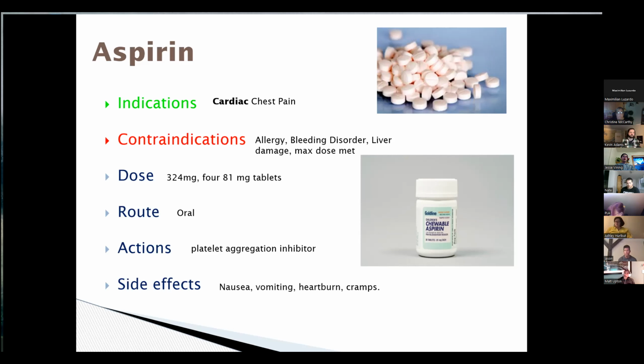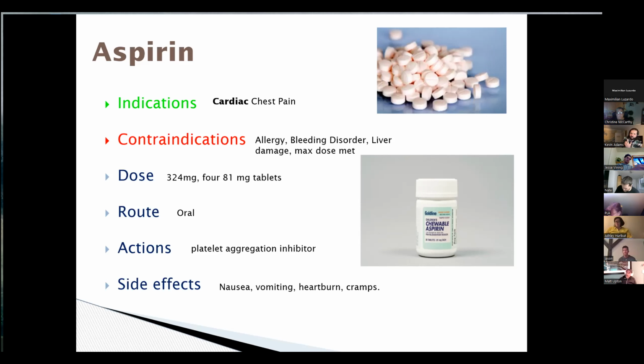The side effects of this tend to be GI stuff because it's kind of strong in the liver. It's also strong in the stomach. So we tend to see some nausea, vomiting, maybe some GERD or gastrointestinal reflux. So like heartburn or some stomach or intestinal cramping.